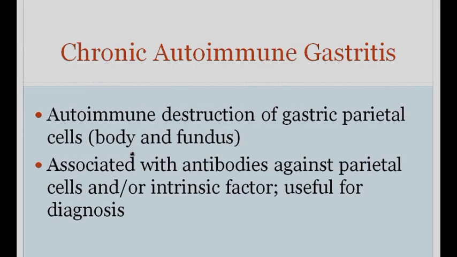In chronic autoimmune gastritis, you get autoimmune destruction of the parietal cells. Now recall that the parietal cells are predominantly present in the body and the fundus. So let's go back and review.